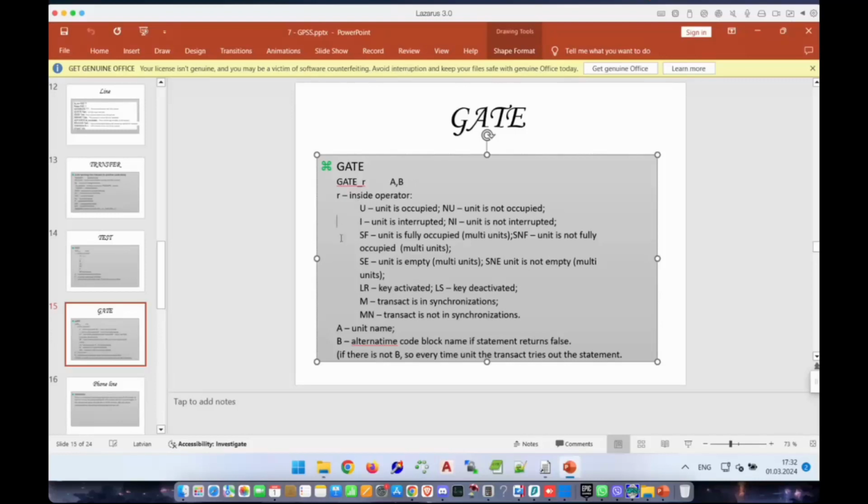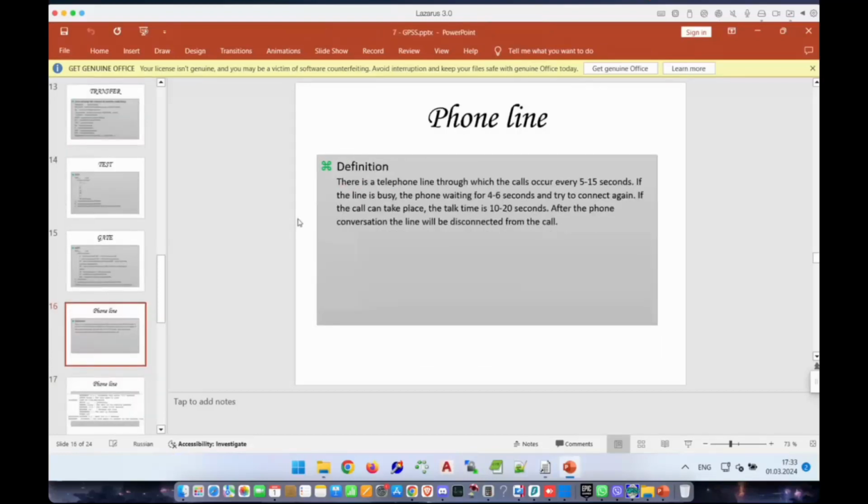And if the comparison is correct, so for example, we have facility A, and we have U as the comparison operator. So literally, if A is occupied, if A slot is taken, then we pull the transact to the next code line. Otherwise, we pull it to the line with the name which is written in parameter B. That's the idea. So how is this useful and how is this usable?